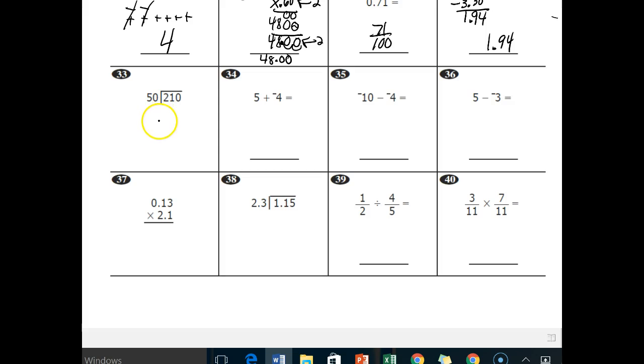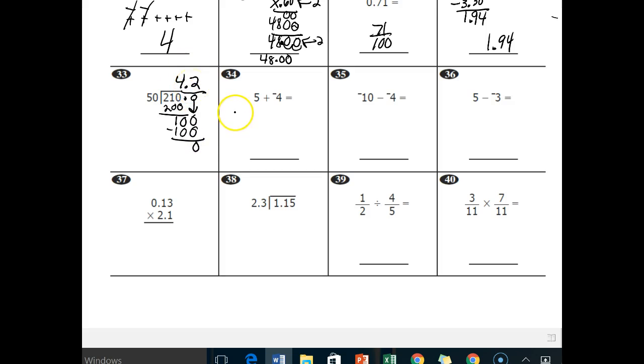Think about it. $50 bill. There's 2 of them in a $100 bill. So how many $50 bills in $200? 4 of them, right? Because that would give you 200. 10 left over. Decimal, decimal, extend. 0, carry it down. How many times does 50 go into 100? 2 times. And there's your answer, because we're left over with nothing, 4.2.